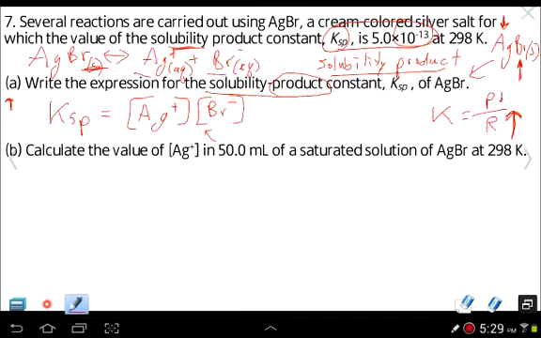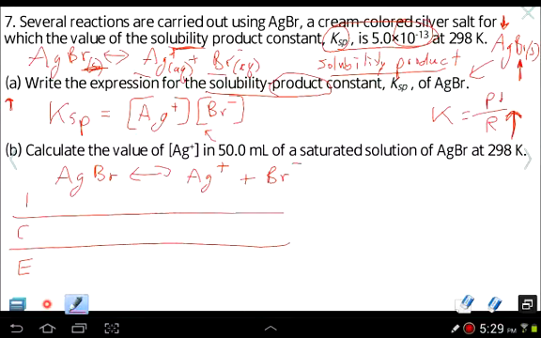And now they want us to calculate the value of Ag+ in 50 milliliters of a saturated solution of AgBr. So for this purpose we're going to use the ICE box. Let's go ahead and set up our equation. AgBr dissociates into Ag+ and Br-. Recall the ICE box keeps track of the concentrations as we get to equilibrium. Now because AgBr is a solid, we actually don't really care how much we have of it because it won't show up in the equilibrium expression.